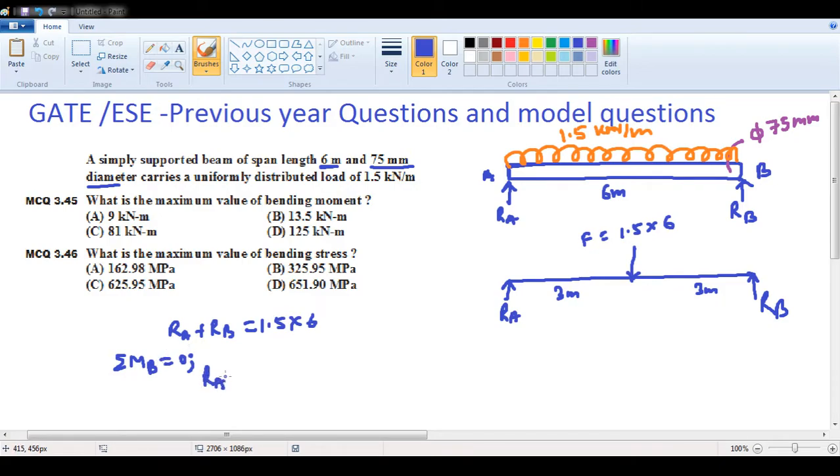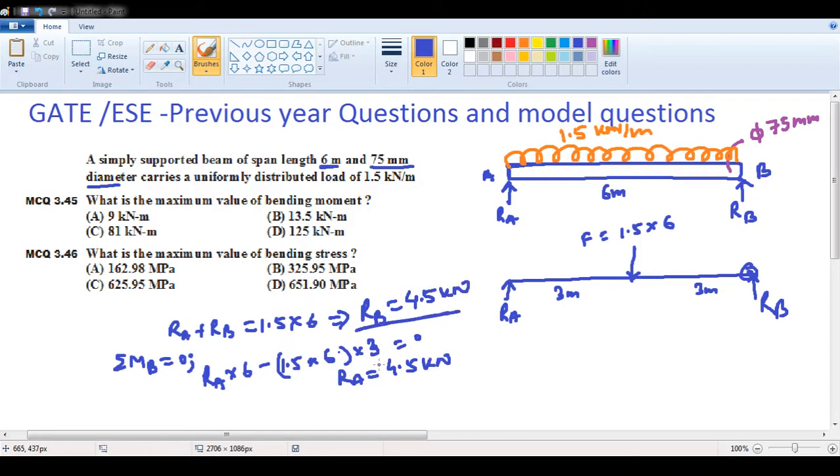It will be RA into 6 minus 1.5 into 6, that is force, correct, into distance. At what distance? At a distance of 3 from the point, RB equal to 0. So from here we will get the value of RA. RA we will get as 4.5 kilonewton. When we put it here, we will get the value of RB again as 4.5 kilonewton. So we got the value of RA and RB as 4.5 kilonewton.